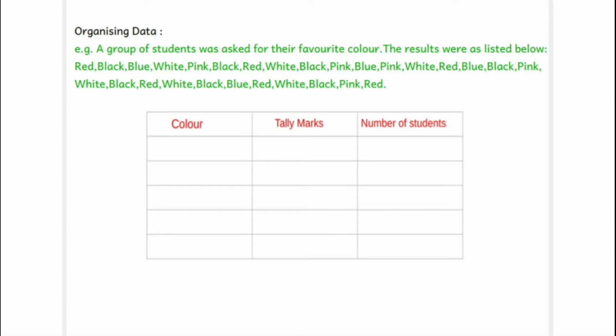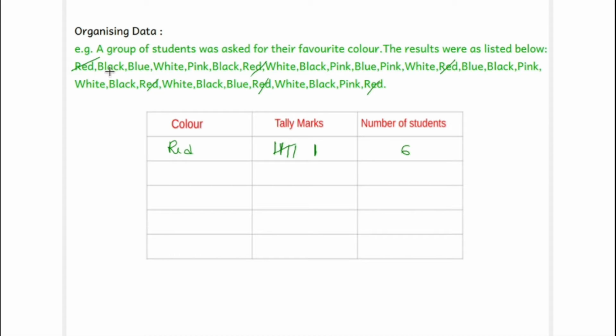Now the first color is red, so we will write red. Now tally marks: for red, one straight line. Then again red is there, second, that means 2 red colors, so a second line. Then a third, then a fourth, then for 5 we cut the lines like this, and one more makes 6. That means 5 plus 1, 6, so here we will write 6.